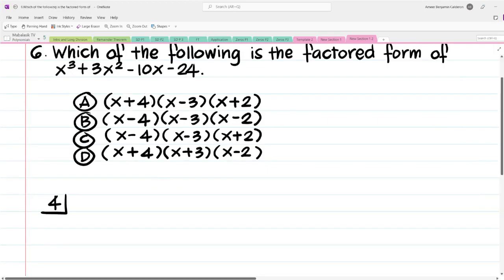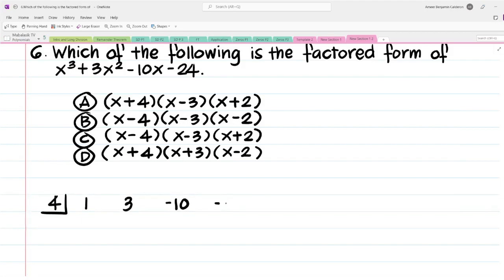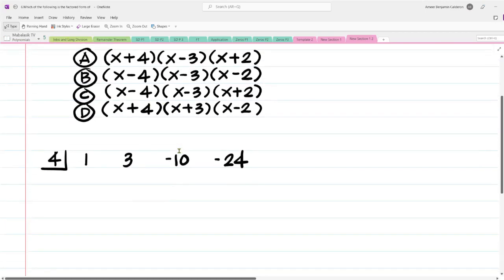And then check the polynomial. Is it in standard form? Yes. Do we need the filler? No. So we just have to copy the numerical coefficients. So we have 1, 3, -10, -24. Kapag nag-0 to, ibig sabihin, factor yung x plus 4.